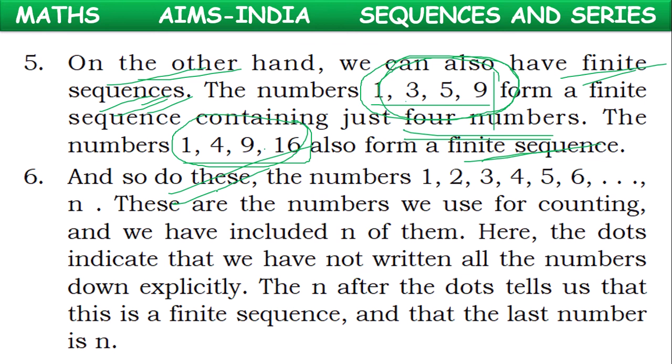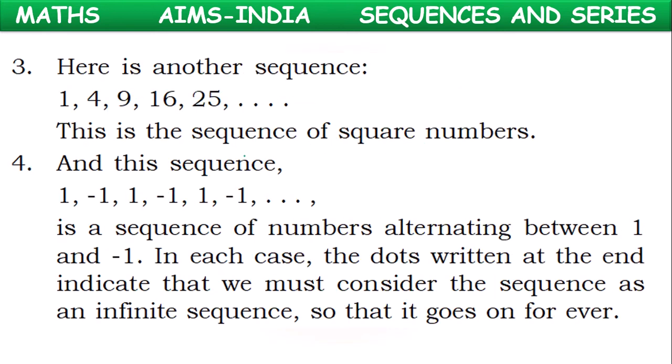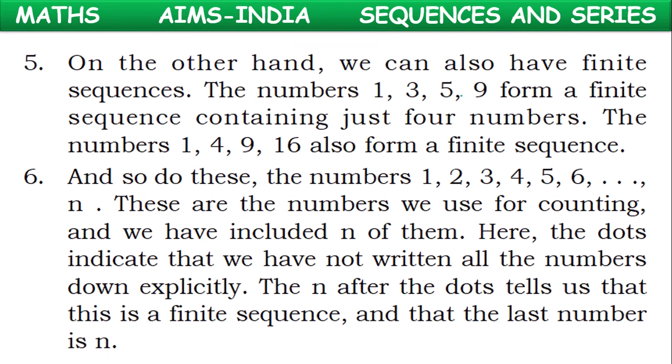So we can have infinite sequences. If we represent dots, it means that it is an infinite sequence and it goes on forever. If there is no dot mentioned after the last element, then we have to consider it as a finite sequence. It has only a limited number of elements.